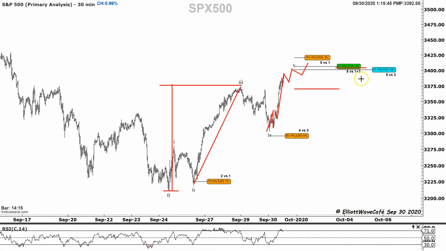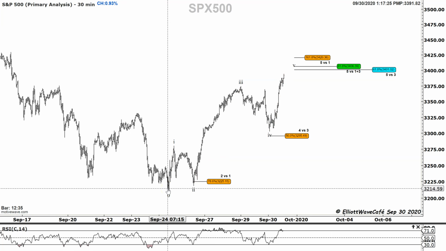The other one that I'm watching, which is not very common, but it's a 5 versus 3, so just a 618 multiple of this distance travel in this larger third wave advance. Right, so this is what I'm seeing as a part of a development into this advance from the low. So this is your perfect Elliott wave sequence.